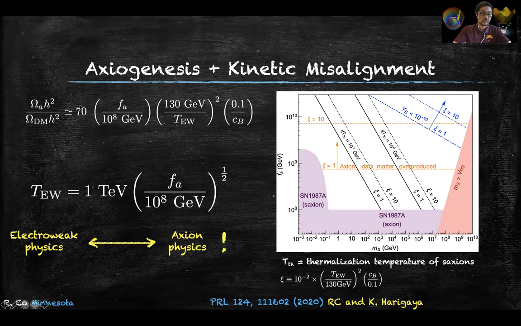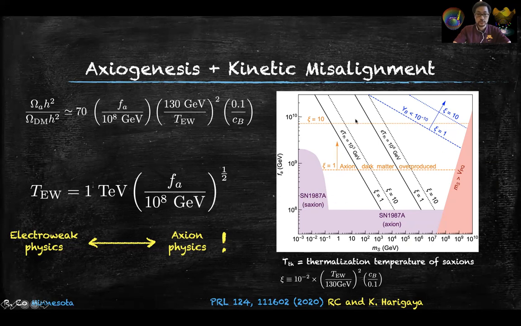If this number were consistent with 1, I would have totally called it the axiogenesis miracle. However, life is never what you expect. So the question is, what else can we say about this equation? What predictions are we making? The answer is that it is possible that we're actually making a prediction of the electroweak phase transition temperature, because we don't actually know what this temperature is. This 130 GeV is just a prediction of the Standard Model. So if I want to fix this number to the observed value 1, then we're making a prediction of the electroweak phase transition temperature as a function of the decay constant.